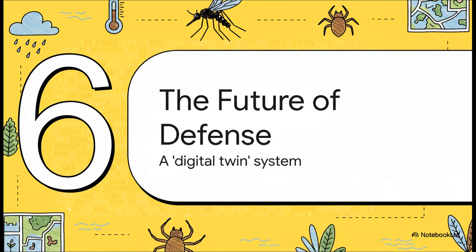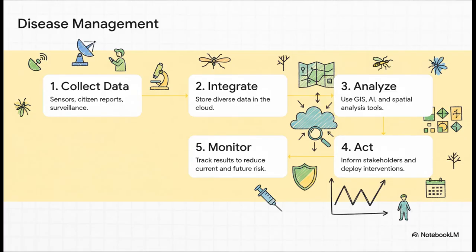And all of this is building toward the future of disease defense. We're moving towards something that sounds like science fiction, but it's becoming very real, building a digital twin of our environment to monitor and predict these threats almost in real time. And here's what that system actually looks like. It all starts with collecting tons of data, from sensors, official reports, even reports from regular citizens. Then, all that different data gets pulled together in the cloud. After that, experts and powerful AI tools analyze it to find patterns. That's when you can act, sending resources exactly where they're needed most. And it doesn't stop there. You then monitor the results to see what worked, creating this constant loop that helps get ahead of the next outbreak instead of just reacting to the last one.